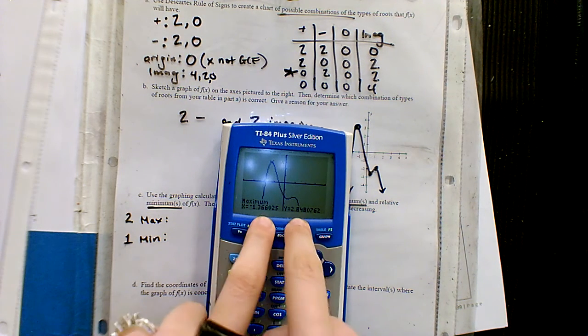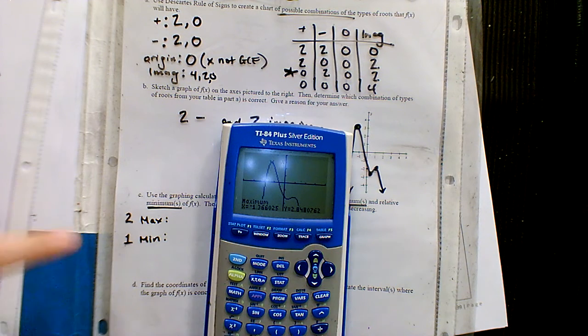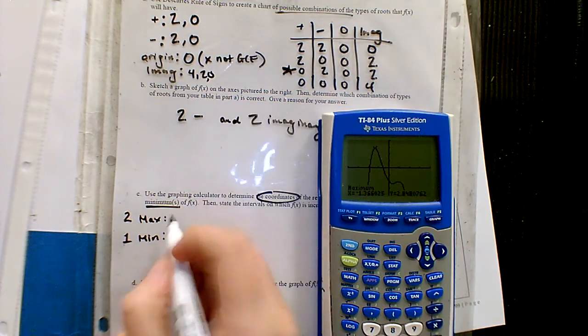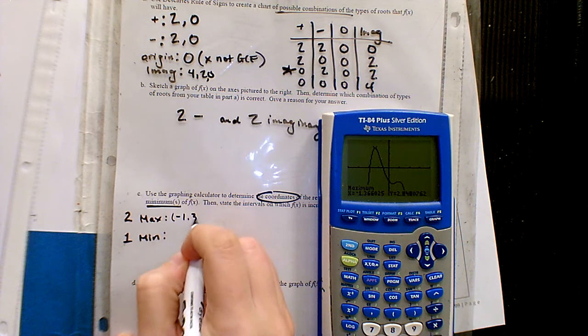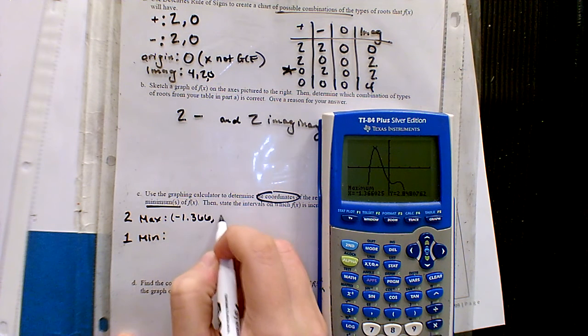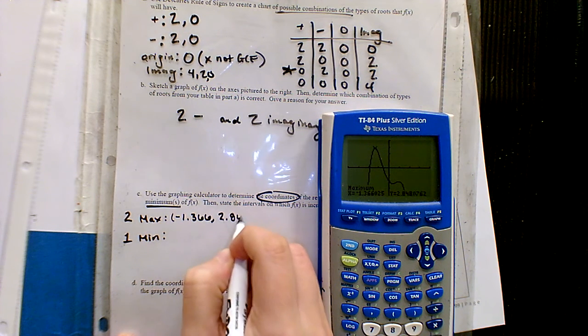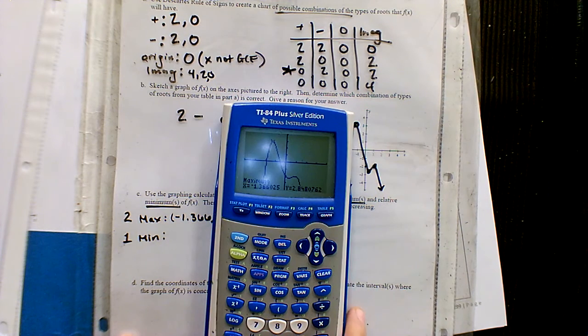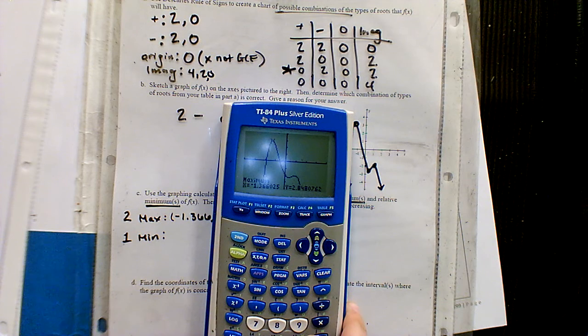We're going to go ahead and write down the coordinate, the x and y value on our paper. Maybe we'll go to 3 decimal places. So I have negative 1.366, comma 2.848. Can you get those same values? Relatively close at least.